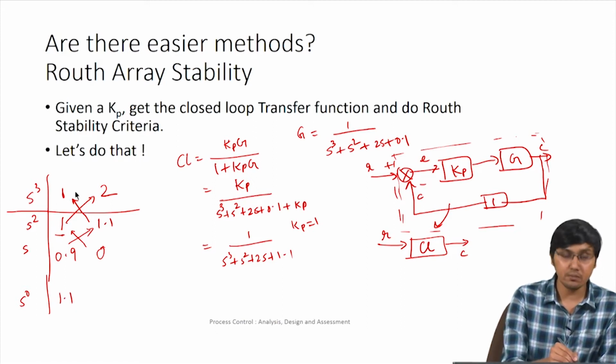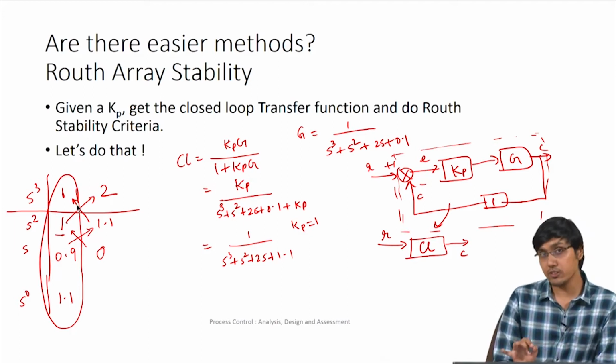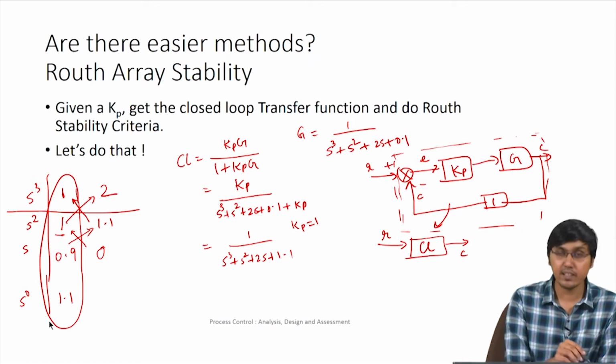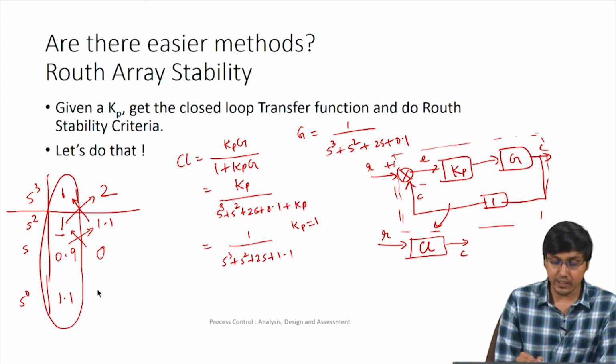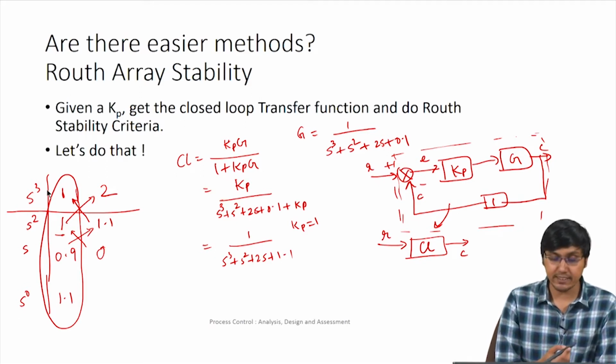So, all the terms here are positive, there is no sign change basically, and there is not even a 0 here. So, basically all the terms here are positive, which means that the system is stable, okay. So, when there is no sign change in this column, then we say the system is stable. So, definitely you can say the system is stable.